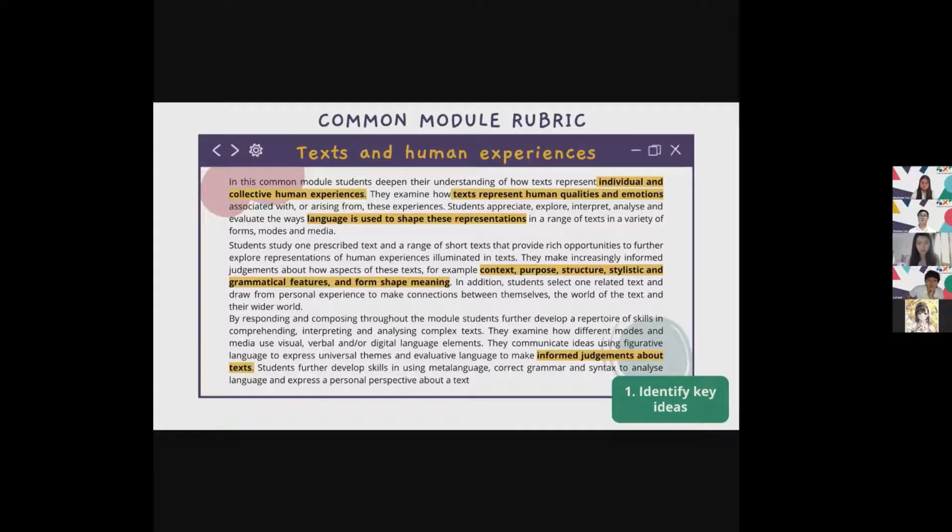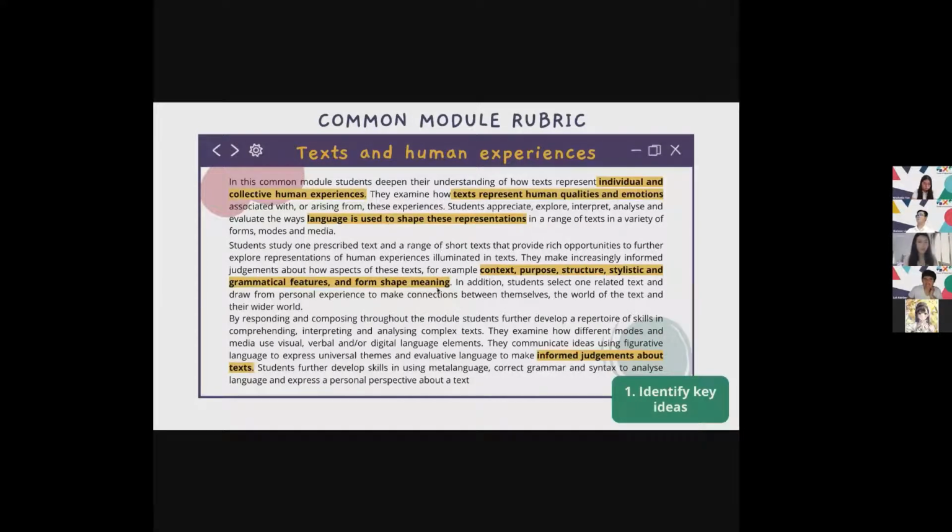Notice the active key verbs prior to these highlighted sections. So how can you show your understanding of how these texts represent? How do you examine? How do you evaluate? Do you know what these words mean? What are some other words? We have explore somewhere. Yes, we have explore. We have judge, making informed judgments, making connections. What key skills are you able to account for? All rubrics ask for a certain set of skills from all of you.